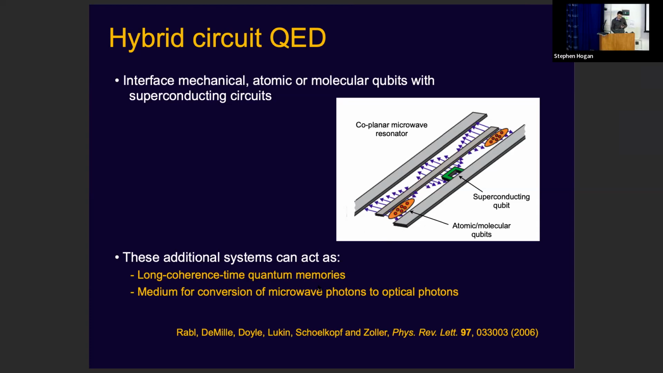And the other is then that the atoms or molecules, as well as having microwave transitions, can have transitions at other frequencies, for example, at some telecom wavelength or some other visible wavelength. So you can think of using them as a medium to convert optical photons that you would use for quantum communication to microwave photons that you might then propagate in these circuits for computation. So this is the general motivation for this.